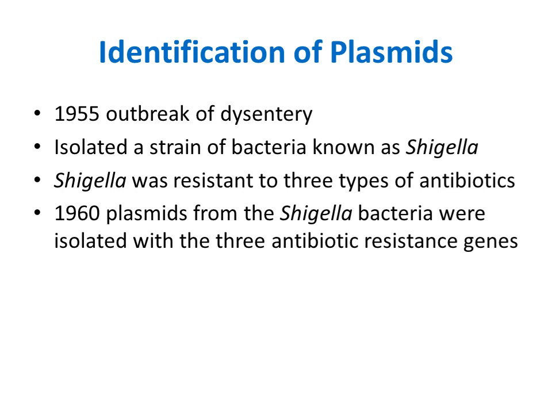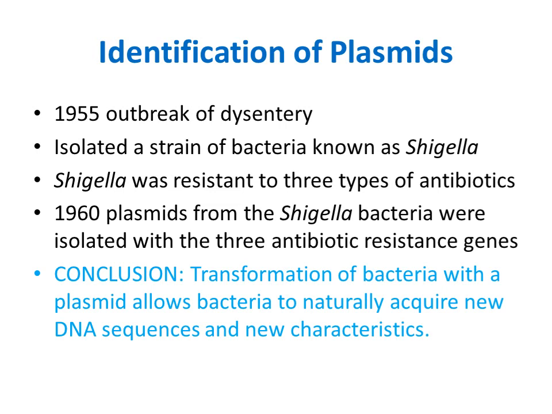In 1960, it was determined that plasmids from the Shigella bacteria were isolated with 3 antibiotic resistance genes. So it was not actually the Shigella bacteria's chromosome, the huge circular chromosome, but it was DNA on the plasmids that was causing this antibiotic resistance. So they concluded that transformation of bacteria with a plasmid can allow bacteria to naturally acquire new DNA sequences and new characteristics.